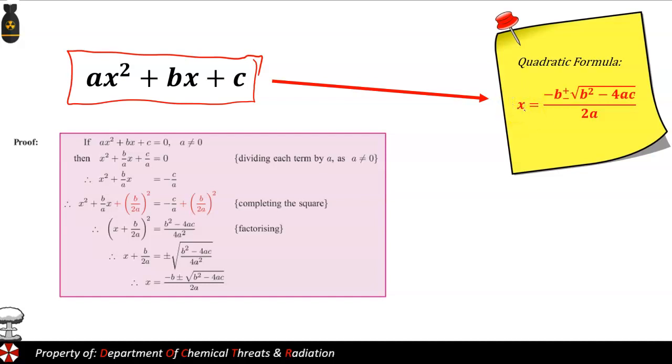Look at a question that we've done last lesson. Plug in the quadratic formula. See if it gives you the same answer. And it should. I really hope it does. Otherwise, something's gone wrong.